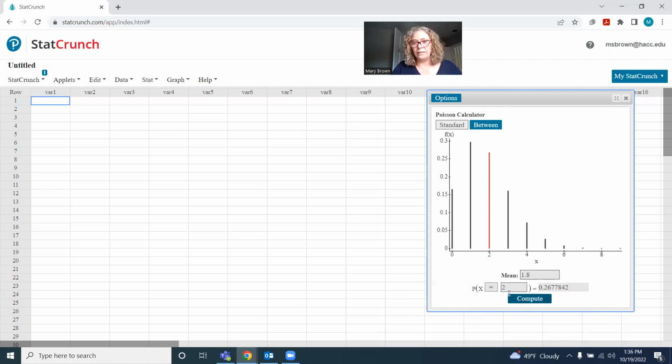Suppose we want to know how likely it is that 2 or fewer waves hit the beach. So X is less than or equal to 2. Well, there's a 73% chance that 2 or fewer waves hit the beach in that minute that we're counting waves on the beach.